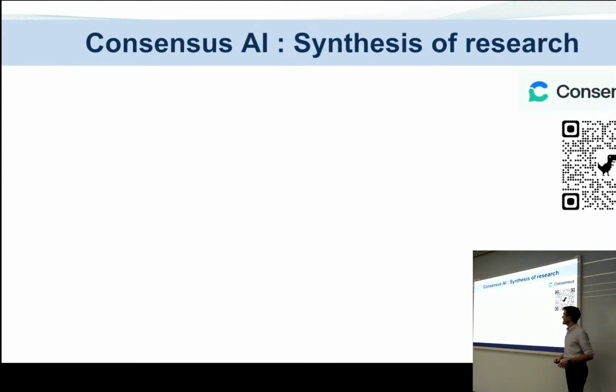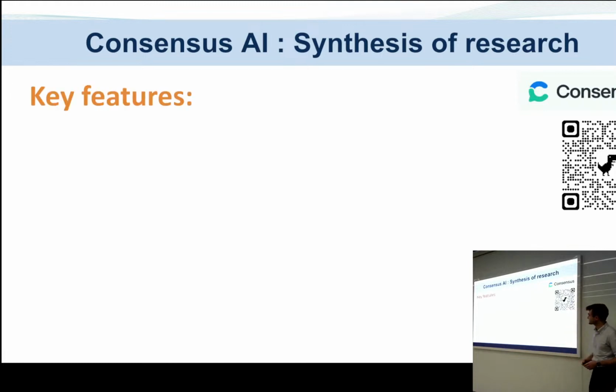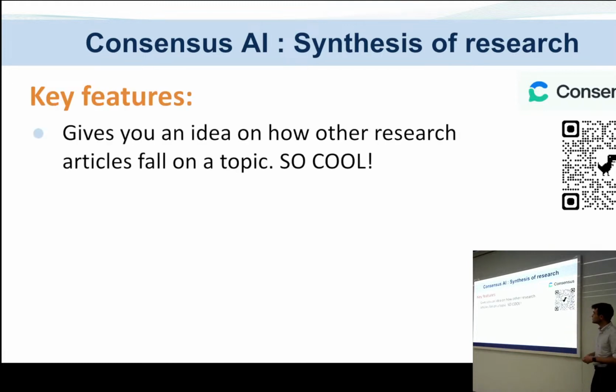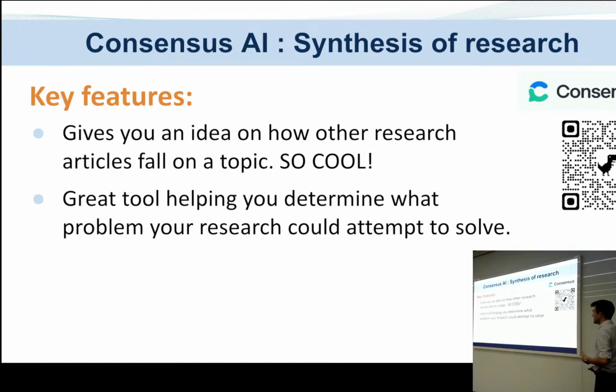Okay, Consensus AI, synthesis of research. Key features: it gives you an idea of how other research articles fall on a topic. I love this one. This is my particular favorite, and I'm gonna hype this one up a lot for you. It's a great tool for helping you determine what problem your research could attempt to solve.